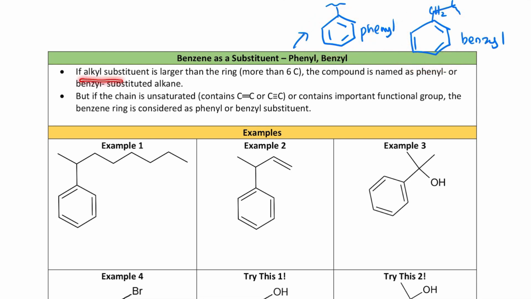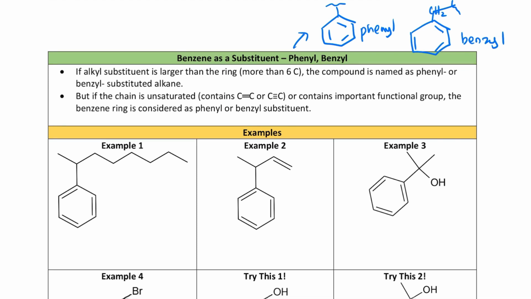Okay, so if an alkyl substituent is larger than the ring, more than 6 carbon, the compound is named as phenyl or benzyl substituted alkene. Okay, maksudnya bila benzene jadi substituent, bila benzene ring tu ada 6 carbon, tapi di luar benzene ring tu ada lebih daripada 6 carbon, that means yang di luar benzene ring tu akan jadi parent, benzene akan jadi substituent.